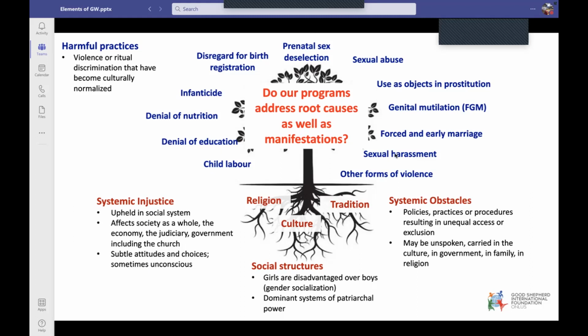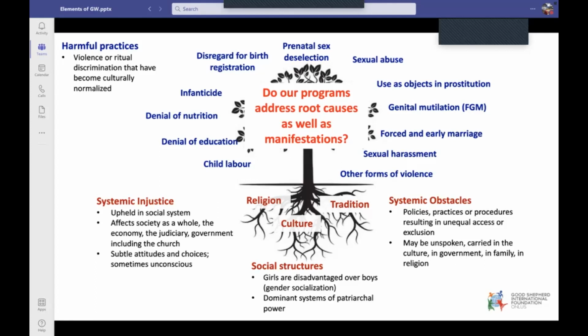If children do not have access to education, we must find a way for programs that will enable the children to have access to education. And when you are working with populations like this, and analyzing the case management data of the children who come to you, you understand where these children are coming from. Then you can do evidence-based advocacy, because you have actual data from the children in your programs to prove the human rights violations that children are experiencing. And then you can do advocacy on systemic injustice, social structures, and systemic obstacles.